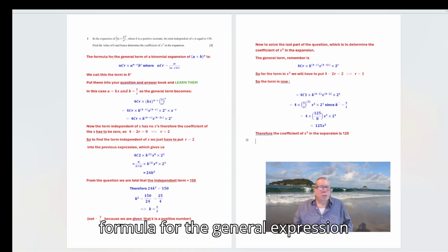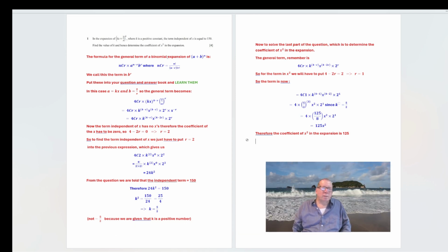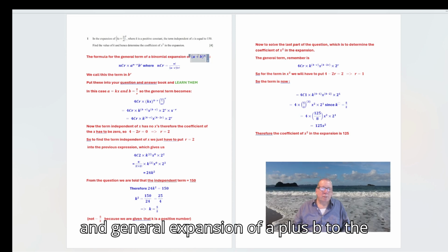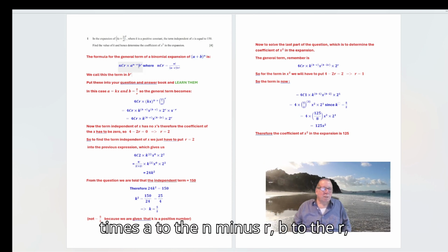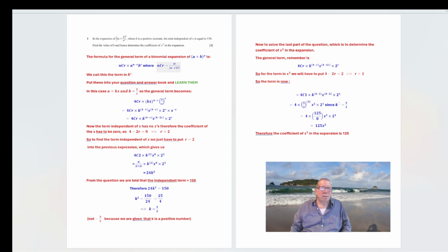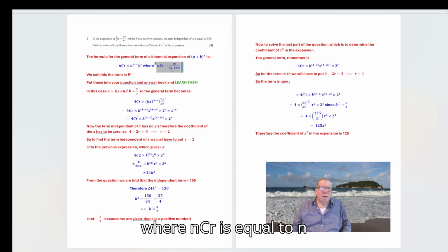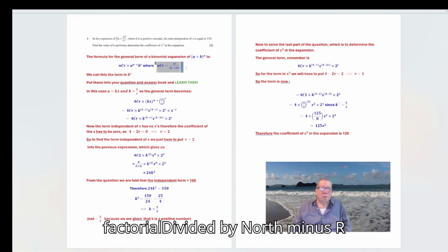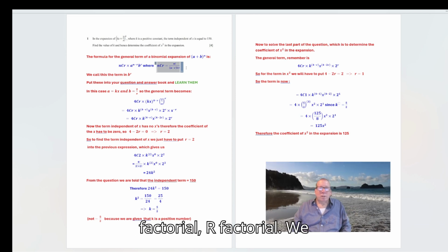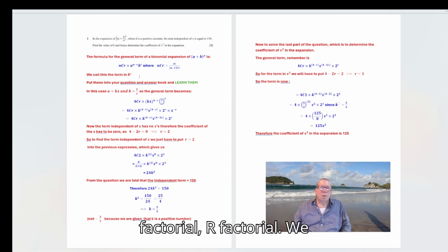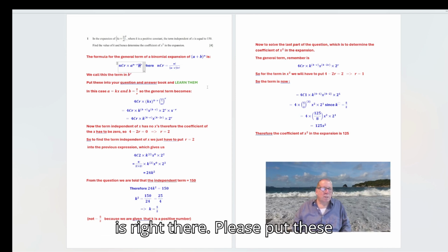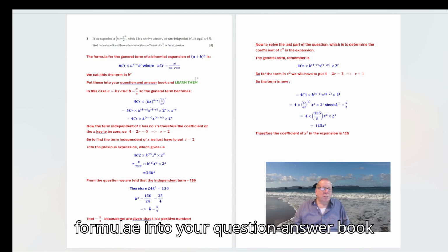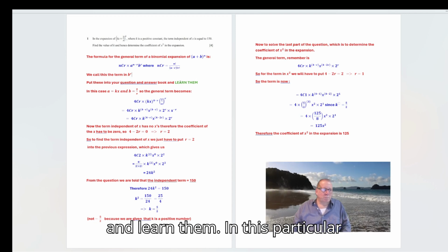Now the formula for the general expansion of a plus b to the n is nCr times a to the n minus r, b to the r, where nCr is equal to n factorial divided by n minus r factorial, r factorial. We call this the term in b to the r. There it is right there. Please put these formulae into your question answer book and learn them.